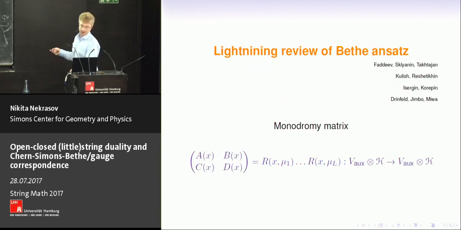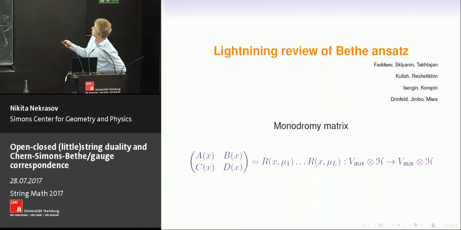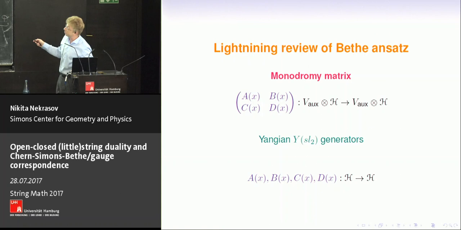So the review, I mean, it's a big subject. Again, this is the simplest example with the SU2 spin group. Before you compute the transfer matrix, which was a trace, you compute the monodromy matrix, which is just the product of R matrices. And so you get this 2x2 matrix whose matrix elements are operators in your space of states. And these matrix elements form an interesting quadratic algebra, which is the Yangian, in fact, of SL2.